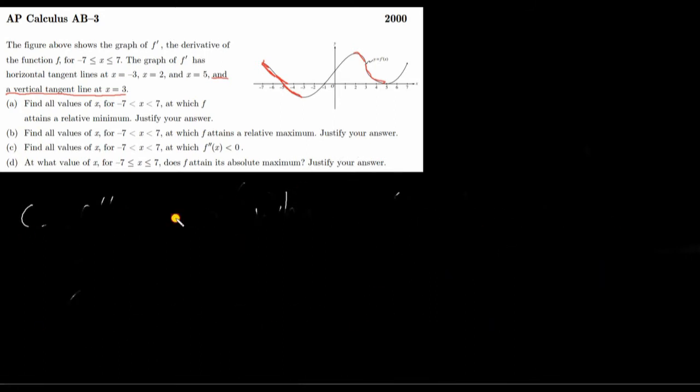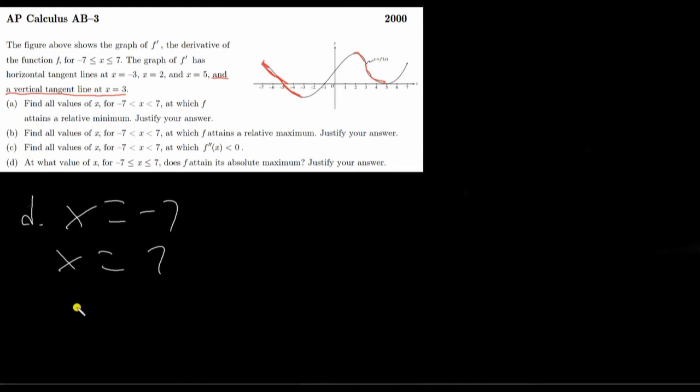Okay, and then part D: at what value of x for -7 ≤ x ≤ 7 does f attain its absolute maximum? So a good strategy for absolute extrema in general is to set up a table with a bunch of different x values on it. First we're going to include the endpoints, so x equals -7 and x equals 7. And then we're going to include all the critical numbers for f. So remember, the critical numbers are when the derivative is 0 or undefined.